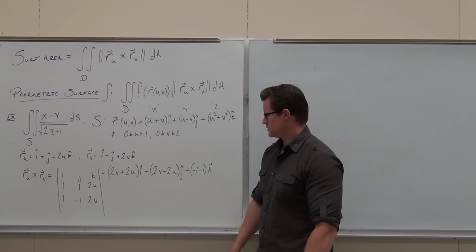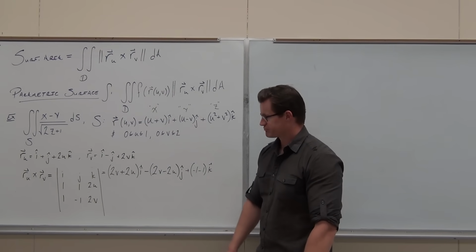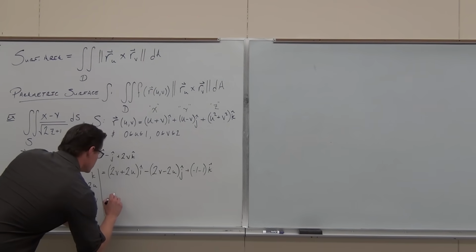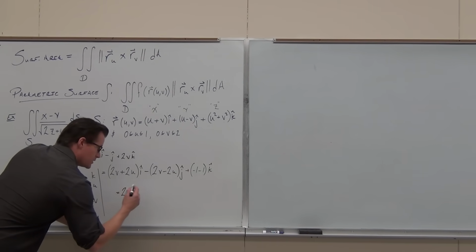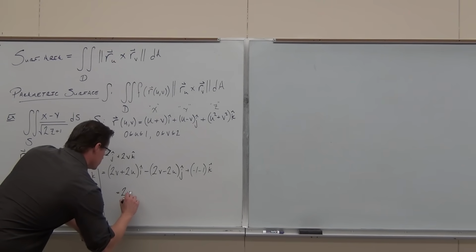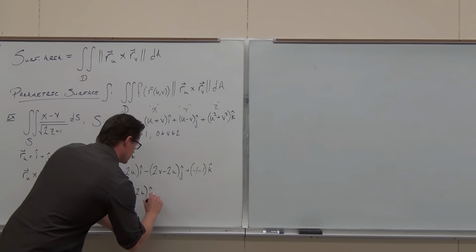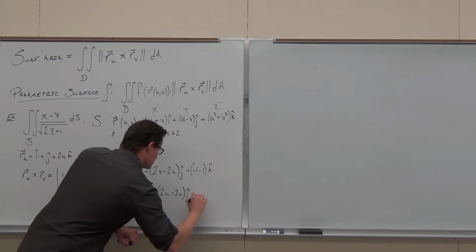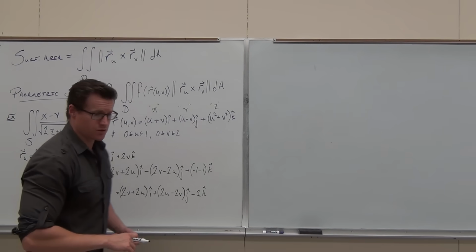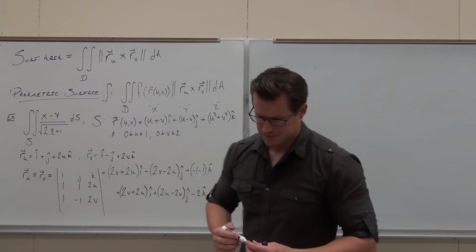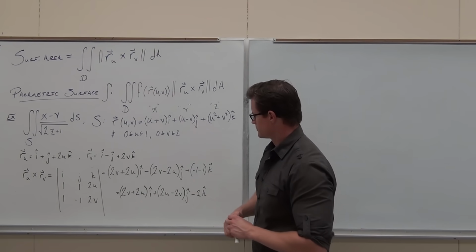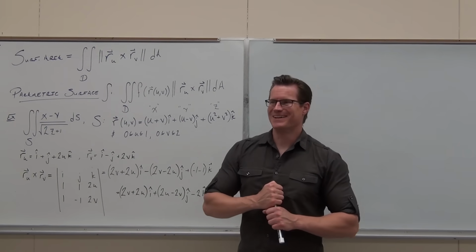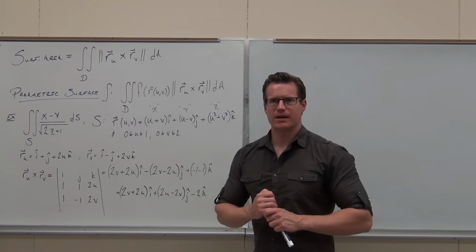Combine. Find negative that two minus. Okay. Then maybe distribute that negative sign. You could, if you want to. Now what? Magnitude. Work on the magnitude.